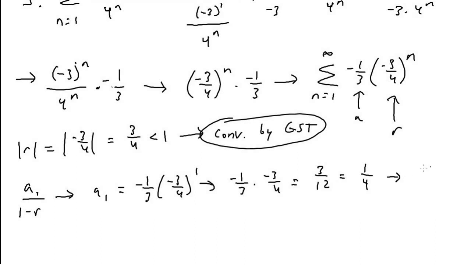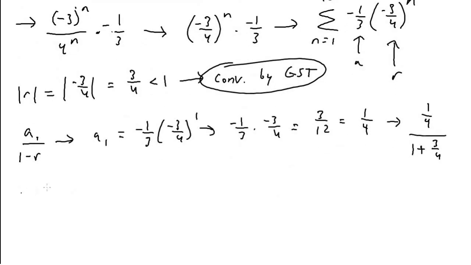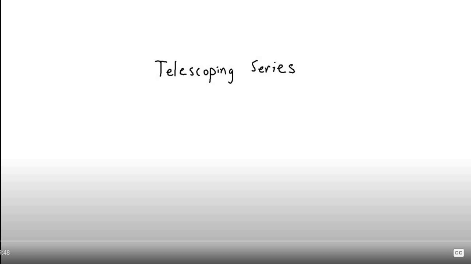So we'll have 1/4, which is our a1, over 1 minus r, and obviously our r is negative 3/4, don't forget the negative. Minus a negative is plus a positive, so 1 plus 3/4. 1 plus 3/4 is going to be 4 over 4 plus 3 over 4, so 7 over 4. And dividing by 7 over 4 is the same thing as multiplying by 4 over 7. So the 4's will cancel, and our final answer is the series will converge to the value of 1 over 7. So let's take a look at the telescoping series.